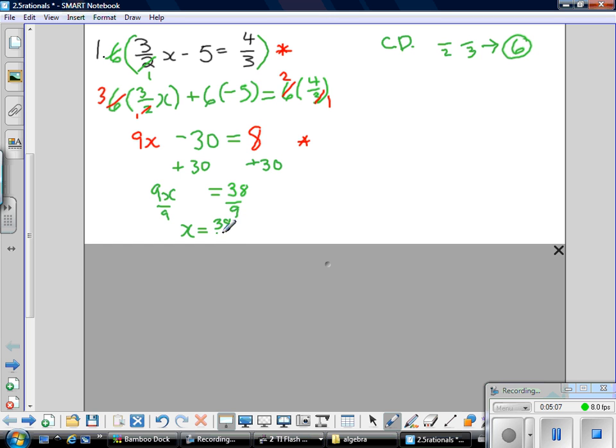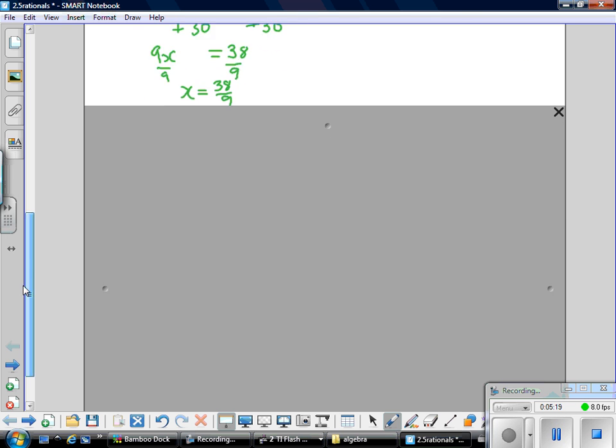So you can see that this method, although it has some extra steps in it, is much easier to solve when you don't have a rational coefficient. So let's try some more examples just so we get the hang of this.